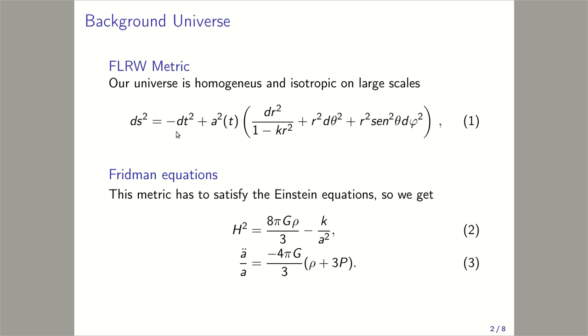So, we know that the cosmological principle says that our universe is homogeneous and isotropic on large scales. So, we need a metric that satisfies this principle. This metric is equation 1. Also, this metric has to satisfy the Einstein field equations. So, that's how we got the Friedmann equations, equations 2 and 3. These equations describe the dynamics of our universe.